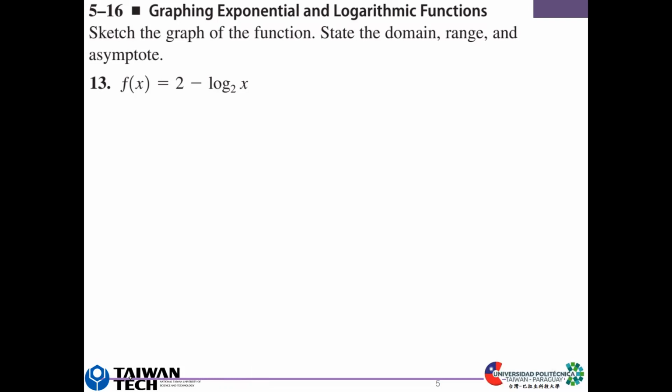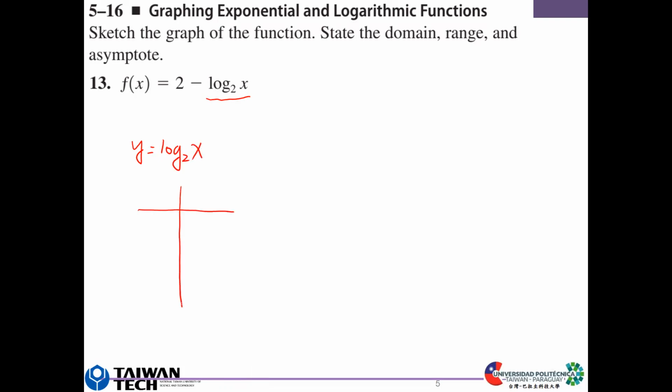For this problem, first we draw log 2x. So how can we draw log 2x? The simplest method is you put some value. So we want to draw this first. We want to draw this y equals log 2x.